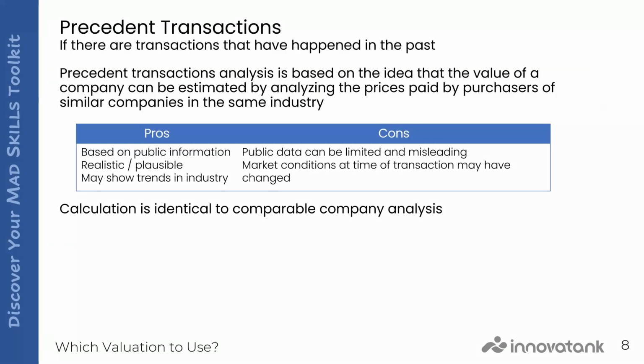Precedent transactions looks at what buyers actually paid for similar companies in past deals. It's realistic and based on real market transactions, but it can be affected by changing market conditions and limited public data. These methods all help you benchmark what the market is willing to pay.